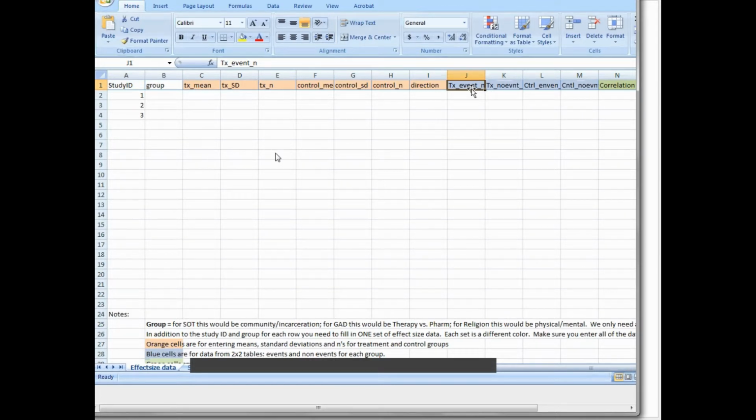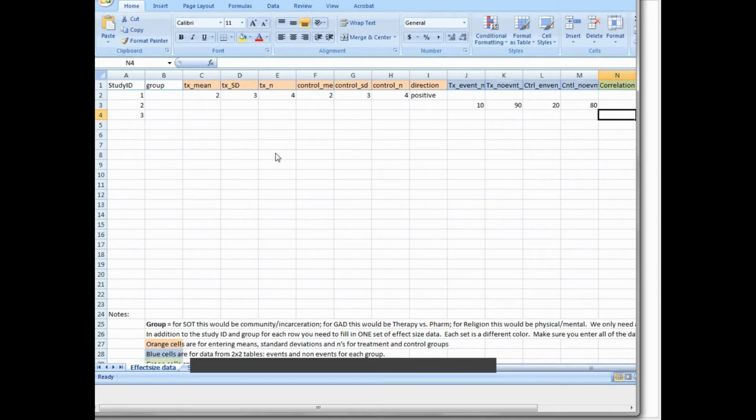There are tons more sets of these that you can put in. I would suggest that you color code them like that, so you know if what you're doing is filling in orange cells, you need to fill in all 7 of those orange cells for that study. But study 1 could have data on here, study 2 could have data down here, and then your third study could have data here. Fine. In the end, we can create effect sizes out of all of those.